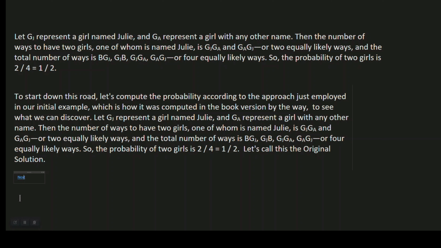To start down this road, let's compute the probability according to the approach just employed in our initial example, which is how it was computed in the book version, by the way, to see what we can discover. Let G_j represent the girl named Julie, and G_a represent a girl with any other name. Then the number of ways to have two girls, one of whom is named Julie, is G_j G_a, and of course G_a G_j, or two equally likely ways. The total number of ways is B G_j, G_j B, G_j G_a, and G_a G_j, or four equally likely ways. So the probability of two girls is 2 divided by 4, or 1/2, and we'll call this the original solution.